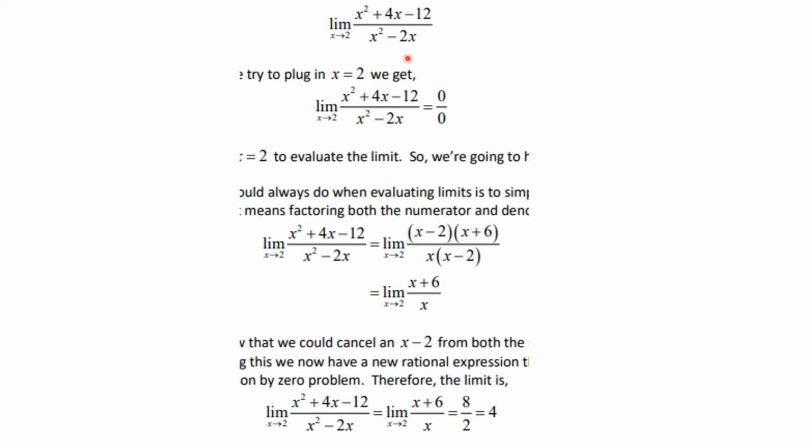Now when you try plugging in x equal 2, you get 0 over 0. So that doesn't work. We know that's an indeterminate form. But what you can do in this case, and what you will think about doing often, is you will factor the top and bottom completely.